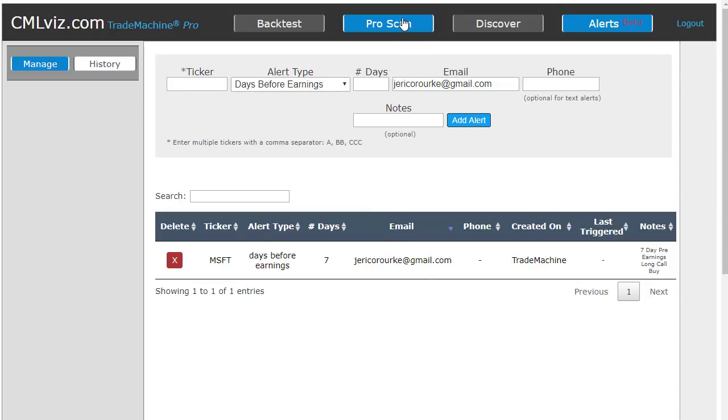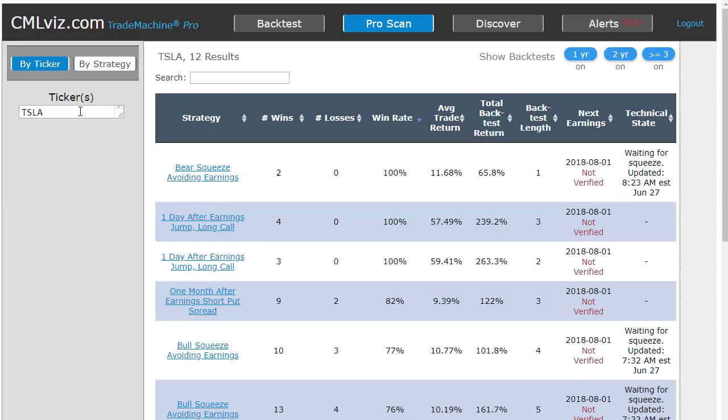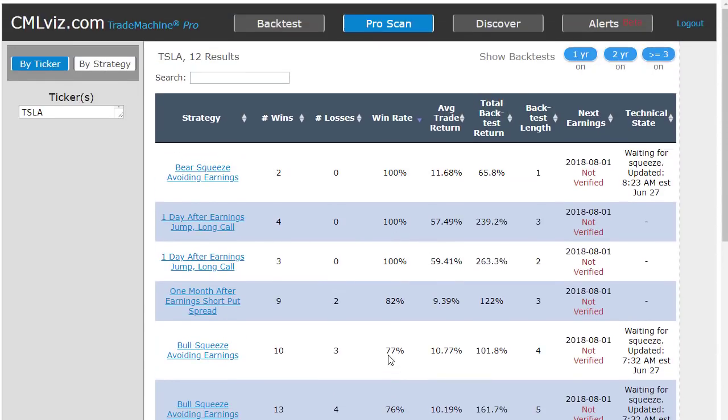If you go back to the scan tab and say, okay, I want to trade Tesla, let's see some of Tesla's trades. Here's some 1 day after jump. I don't even know what this is, I'm just looking, but there's a lot of different things you can do here.